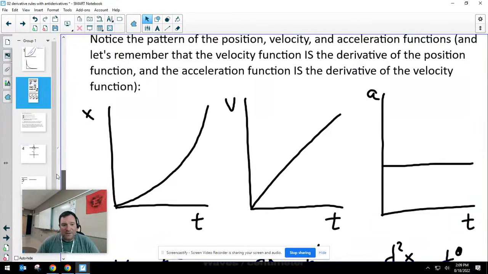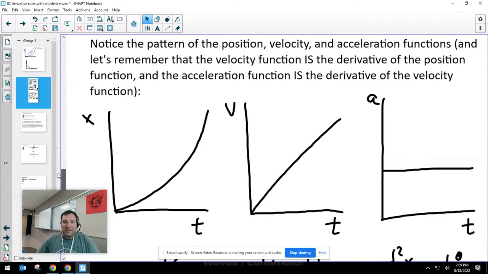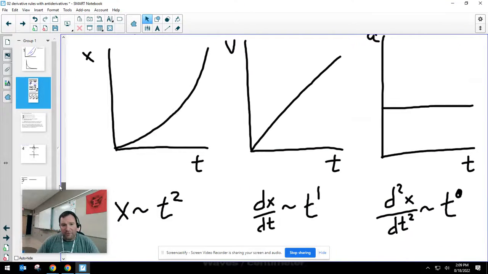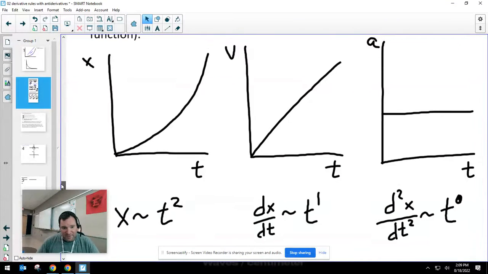The first thing that I want us all to notice is if I think about a constant acceleration, so I have my acceleration versus time graph as a straight line, sorry, a horizontal line, a constant value, then my velocity versus time graph is linear, and my position versus time graph is quadratic. These are things that I would expect we already know from our first year of physics.